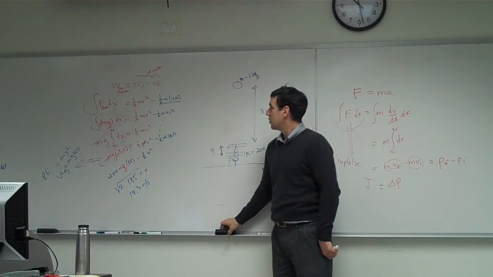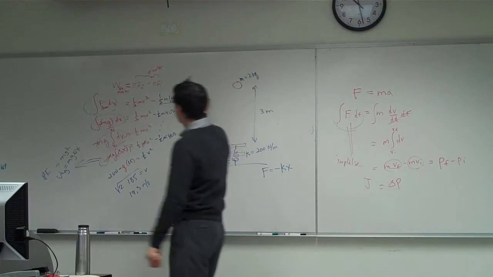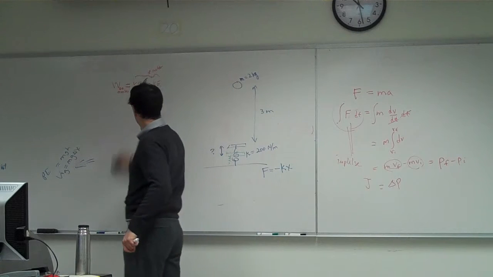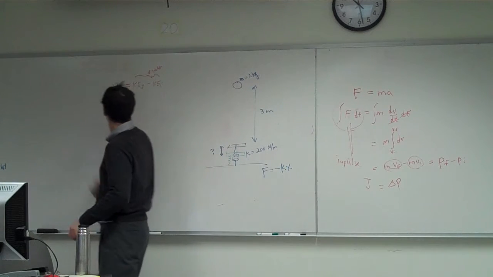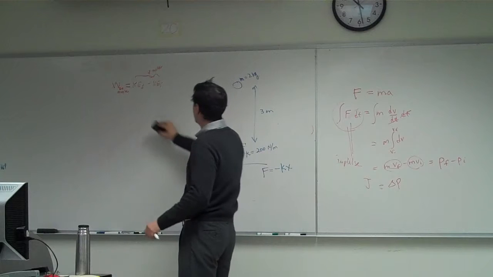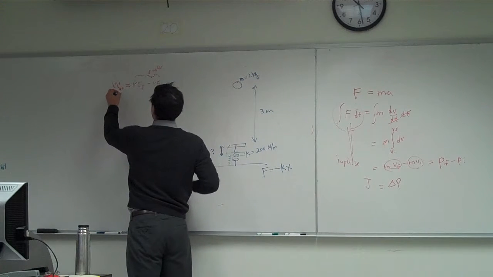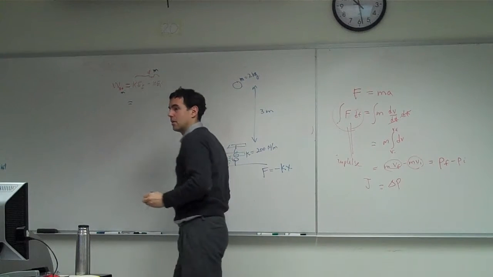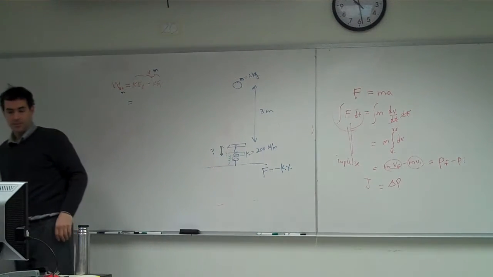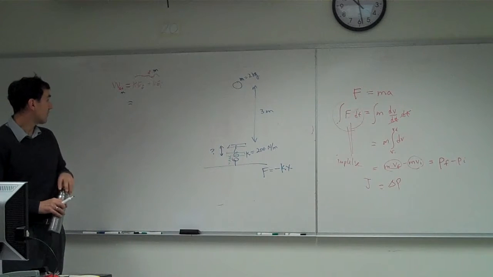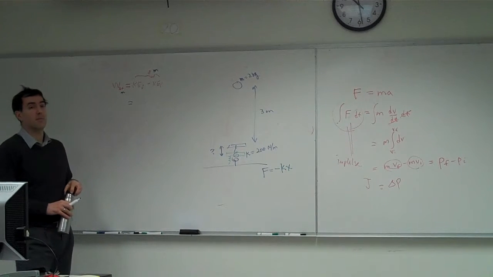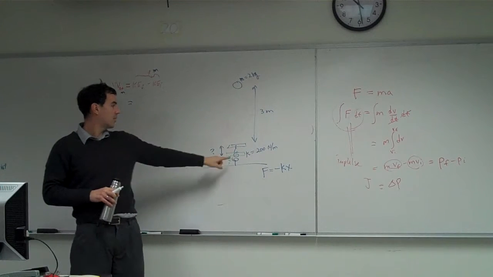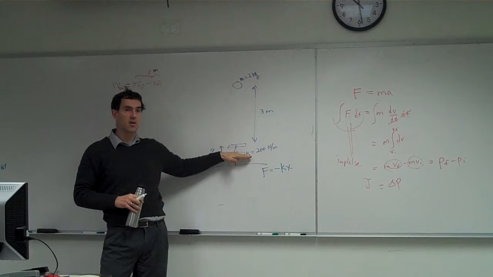Okay, so what we'd like to do is use the same procedure. Work done on the mass equals the change in kinetic energy of the mass. What is the kinetic energy of the mass when I first let go? 0. What's the kinetic energy of the mass at the end, right here, when it's scrunched as far as it's going to go?